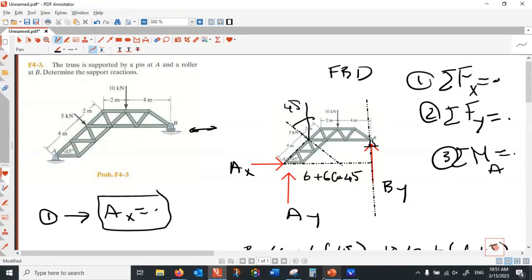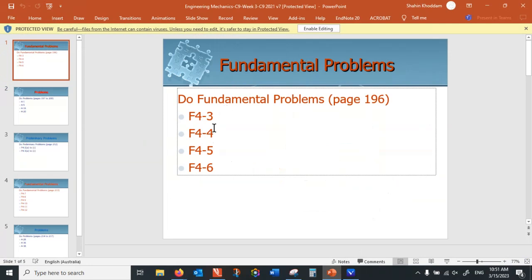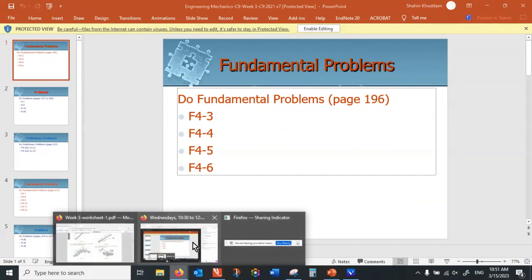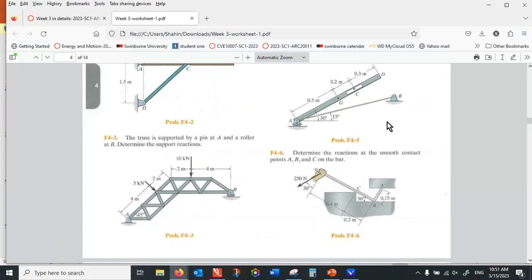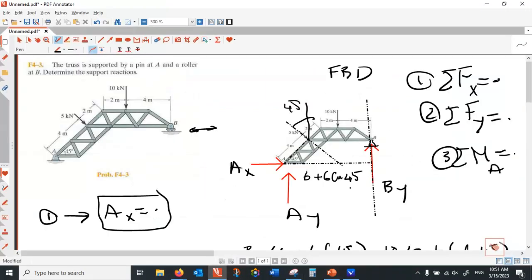All right, let's go back to another one, 4-4. Any question with that? Yeah, yeah. Let me zoom out.